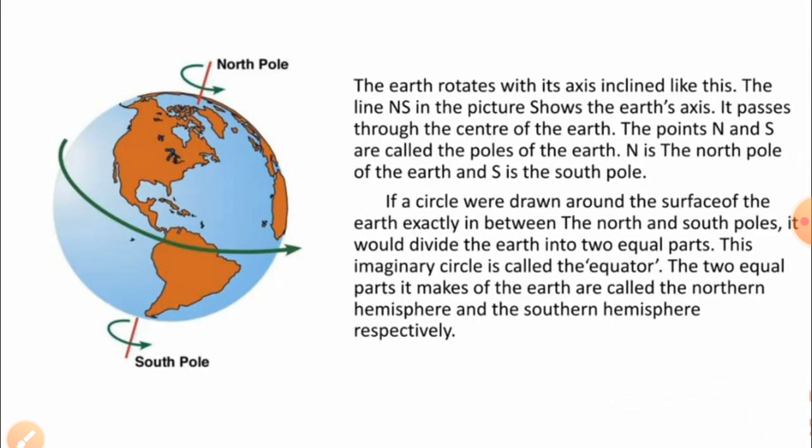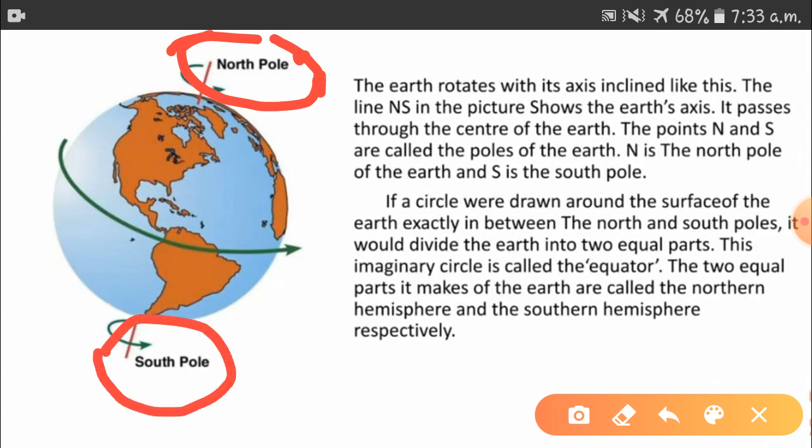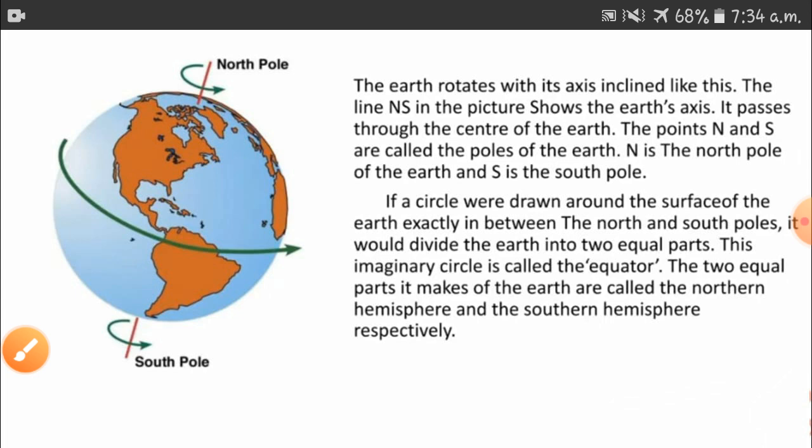The line NS in the picture shows the Earth's axis. It passes through the center of the Earth. The point N and point S are called the poles of the Earth. N is the north pole of the Earth and S is the south pole.